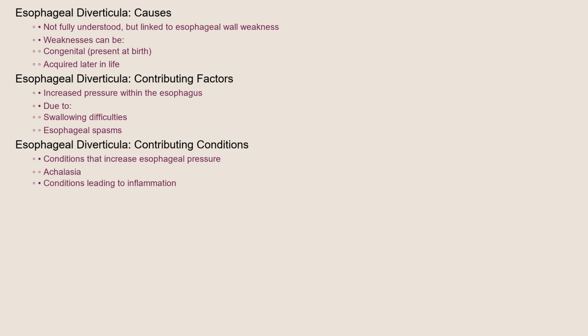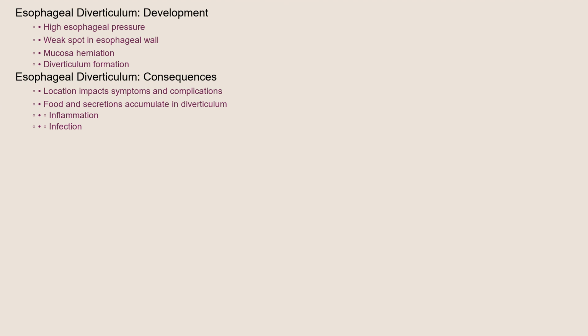Think of it like an inner tube that has a weak spot. Repeated inflation makes the weak spot bulge outward. Certain conditions that increase pressure in the esophagus, like achalasia, or those leading to inflammation, can also contribute to the development of diverticula. So, how does an esophageal diverticulum actually develop?